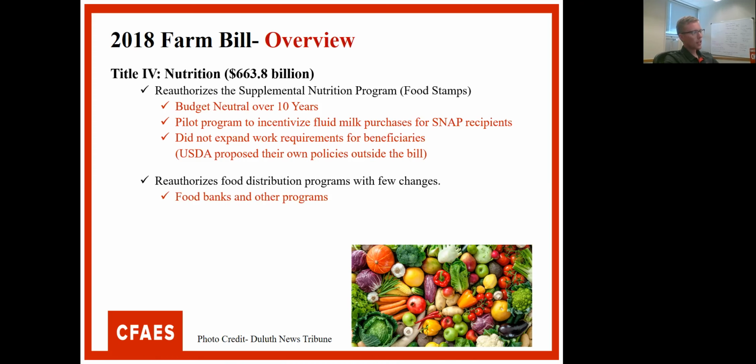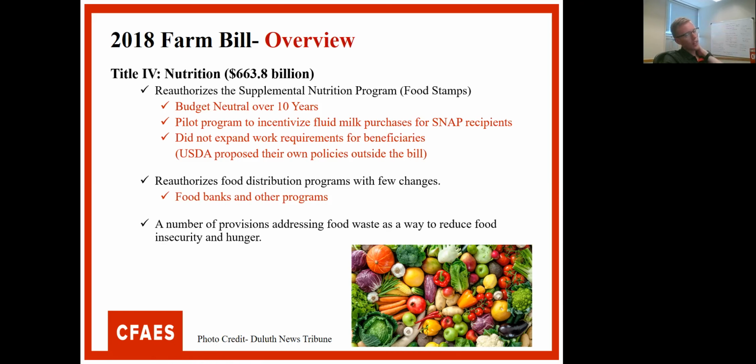The nutrition title does reauthorize food distribution programs with a few changes. So these are our food banks and other assistance programs. Those are reauthorized with minor changes. And then there were some new provisions for addressing food waste to help with food insecurity and hunger. It's hard to believe, but we do have people in the United States that are dealing with food insecurity. And so this was largely targeted at how do we use some of this food waste that we're losing at stores and restaurants. Are there ways we can pilot that to get that to people that need food?